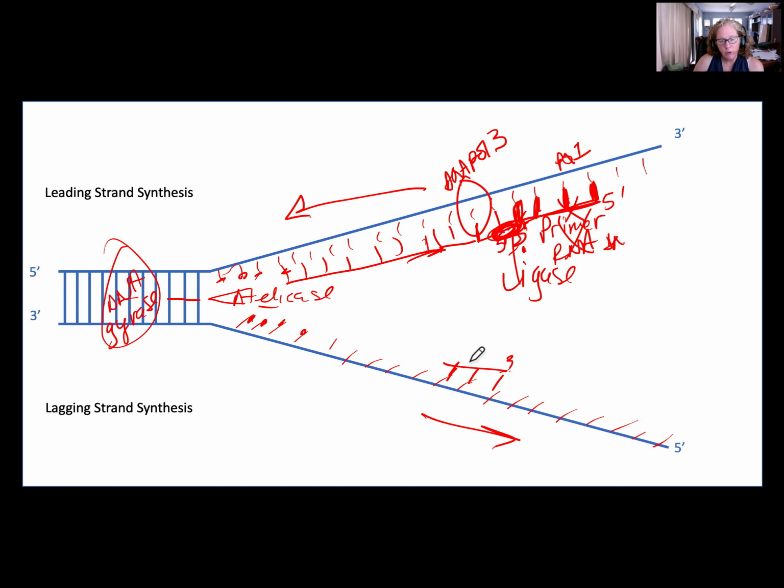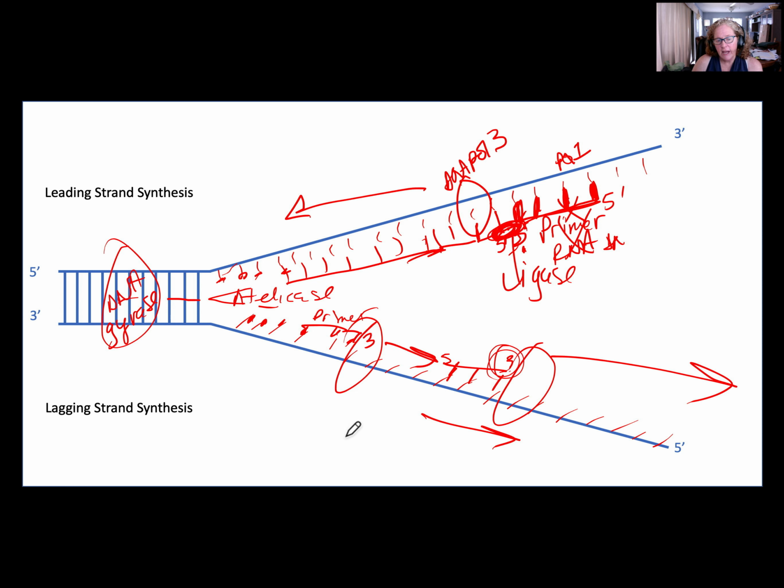Right? This is my 3' carbon. And DNA polymerase can only add to a 3' carbon. So my polymerase is going to move in that direction. So that means that up here I need to add another primer. Right? So here's another primer. And my DNA polymerase 3 is going to move in that direction. And when this polymerase runs into this existing primer, it'll fall off.